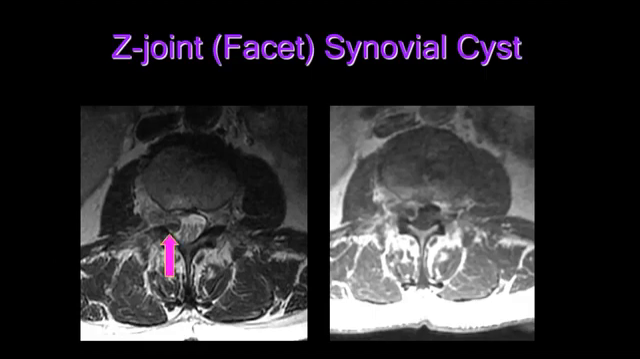And here's one that's bilobed with mixed signal intensity in the canal and going into the foramen as well. So it has a chance of getting both the traversing as well as the exiting nerve.